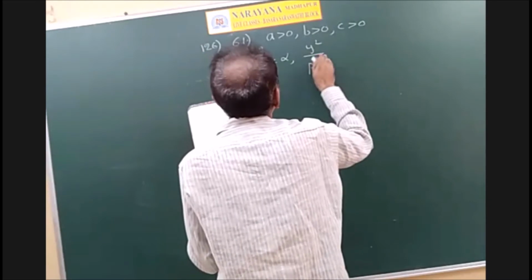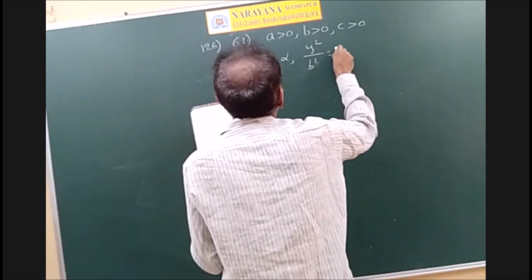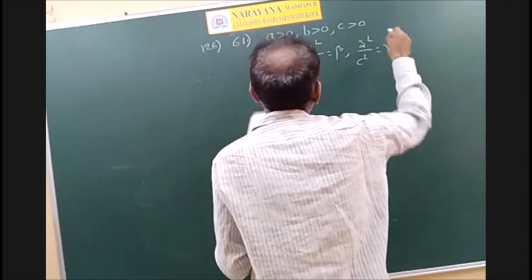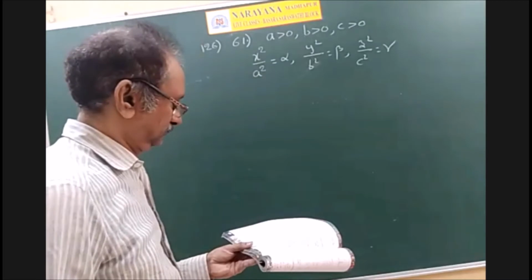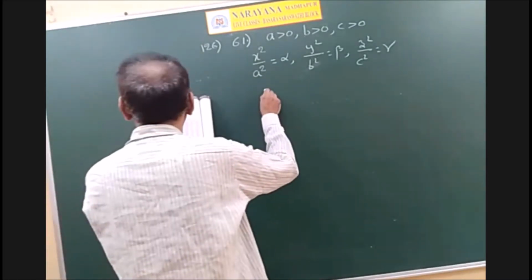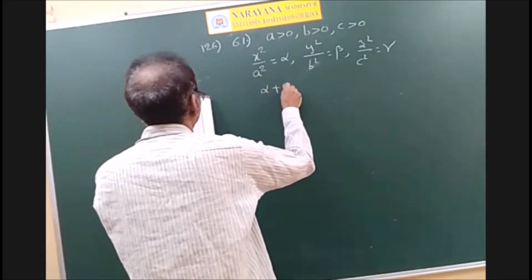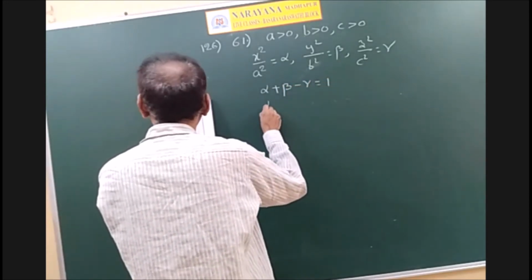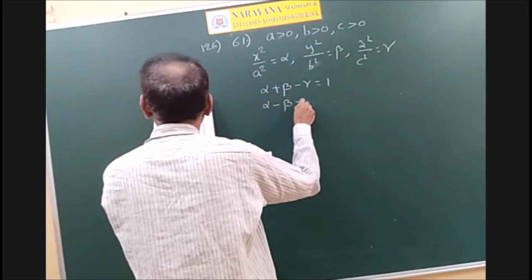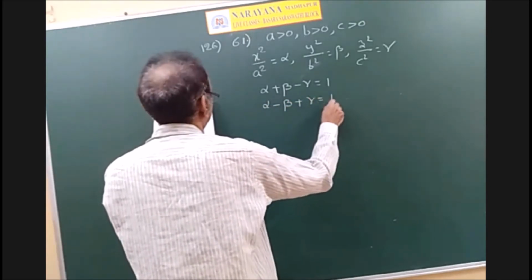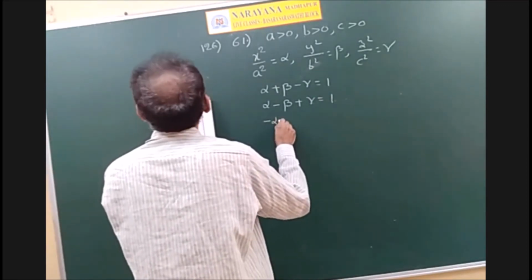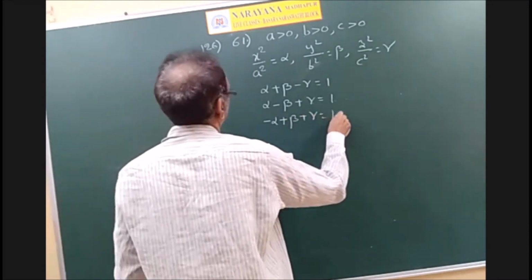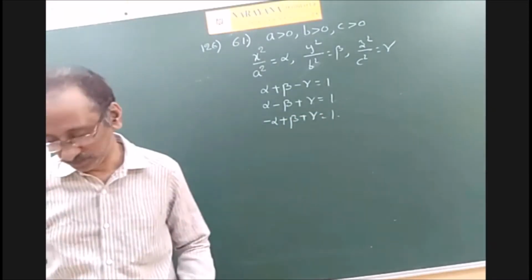Y square by b square is equal to beta. And z square by c square is equal to gamma. Then rewrite the equations. Alpha plus beta minus gamma is equal to 1. Alpha minus beta plus gamma is equal to 1. Minus alpha plus beta plus gamma is equal to 1. So we have to discuss about this.